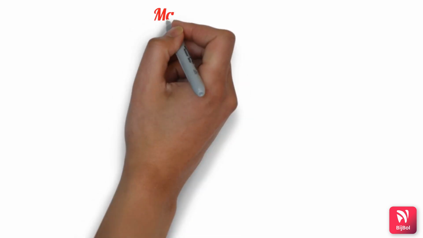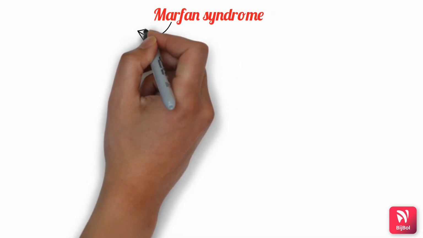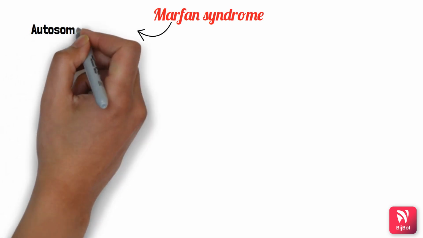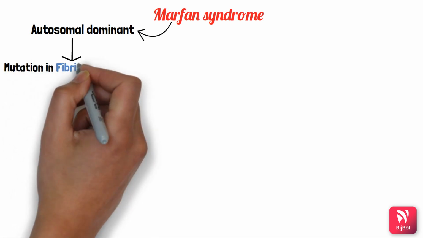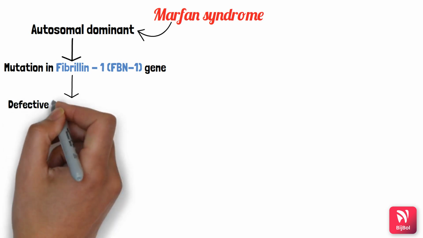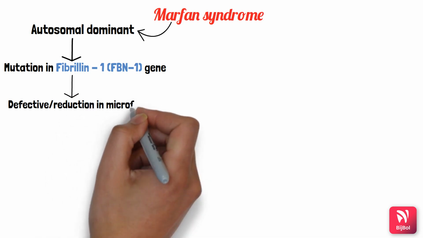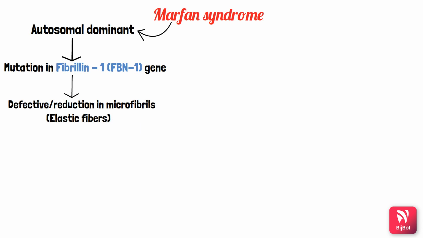Now let's discuss Marfan's syndrome. Marfan's syndrome is also a heritable disease, an autosomal dominant disorder, wherein the mutation occurs in a gene called the fibrillin 1 gene. Basically, this fibrillin 1 gene plays an important role in the formation of microfibrils, which are a feature of elastic fibers. Because there is a mutation in this gene, there will be defective or reduced microfibrils, which are a part of elastic fibers and the extracellular matrix.